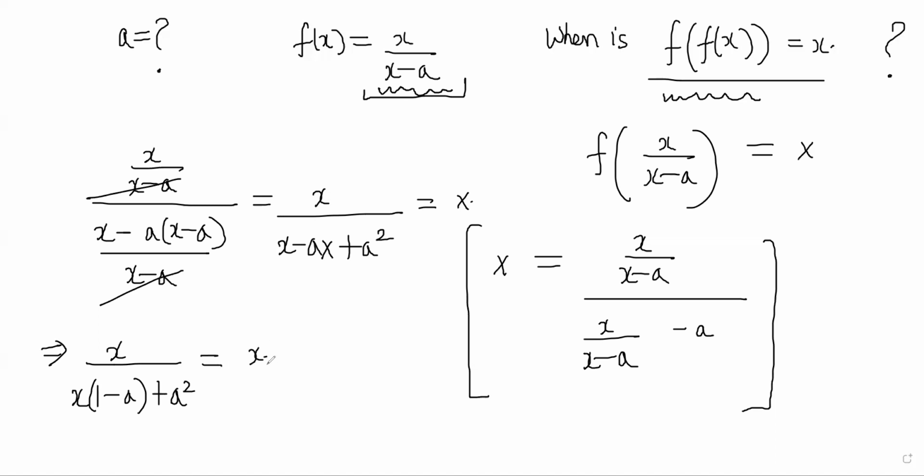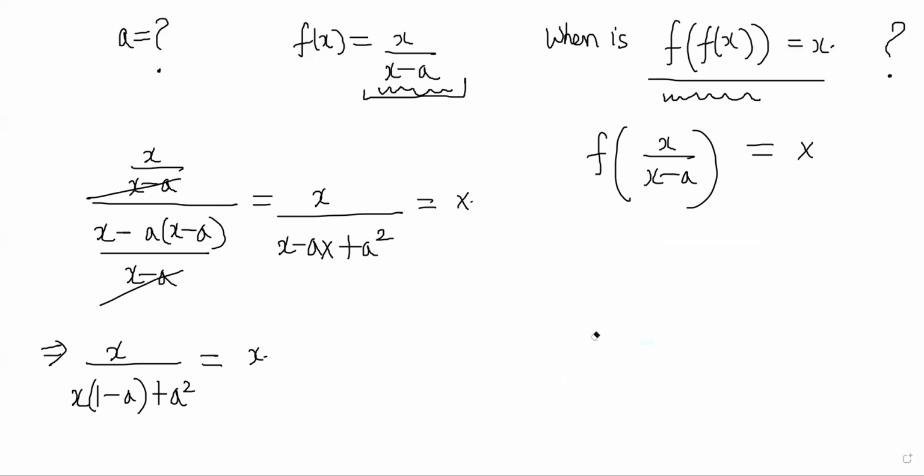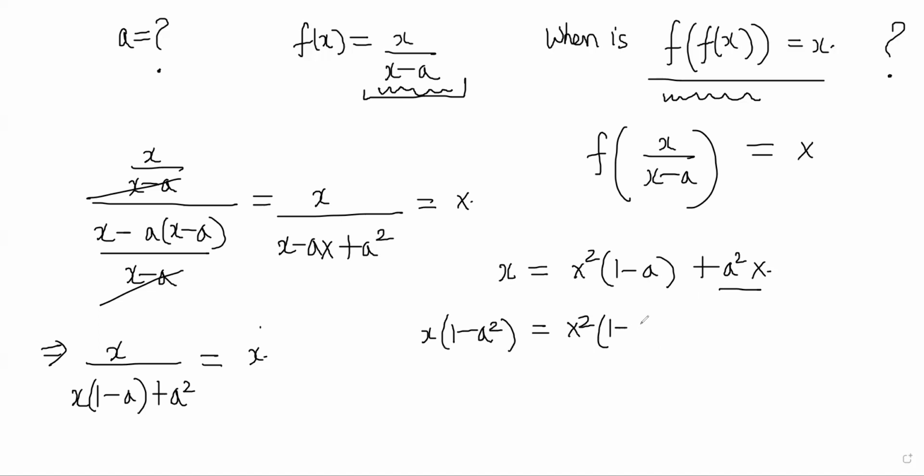You can try to solve this for values of a that will make that happen. So don't cancel it off, just solve it properly. We can say that you get x is equal to x square (1 minus a) plus a square x, right? By cross multiplying, and you bring this term to the other side, you get x into (1 minus a) square is equal to x square (1 minus a), right?